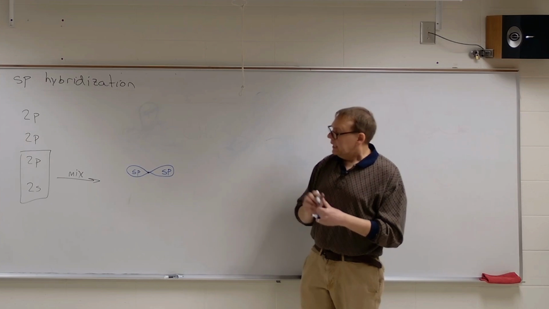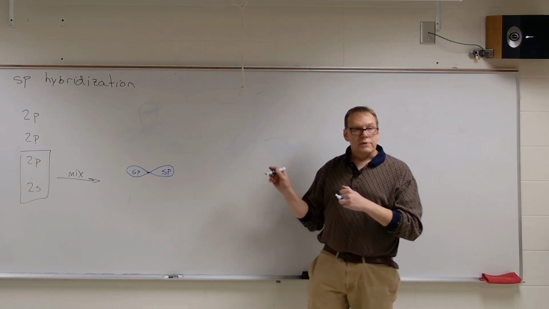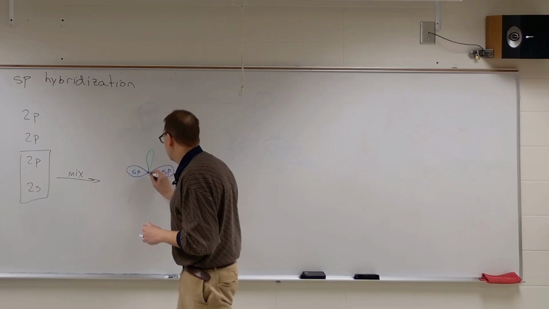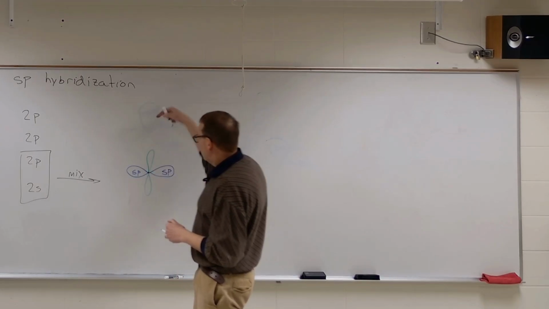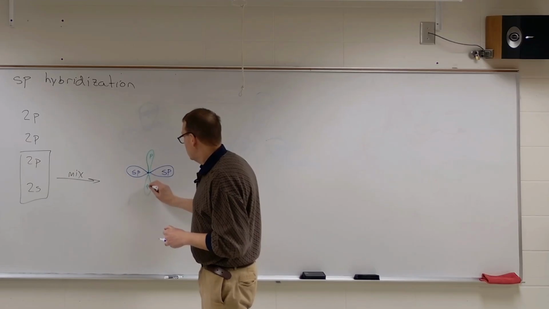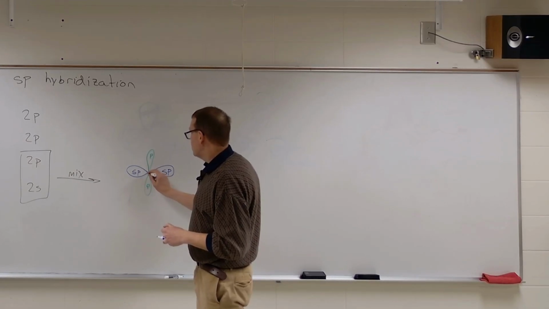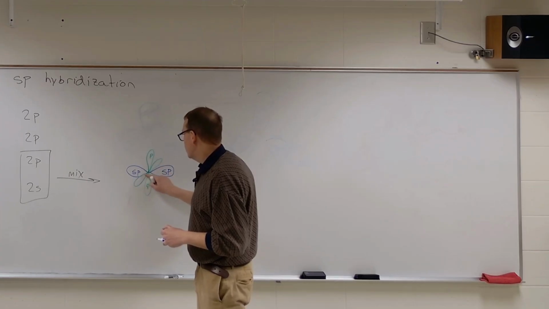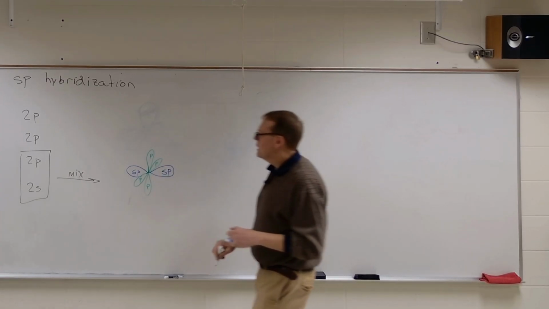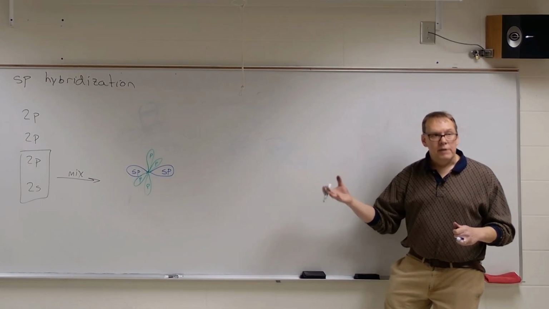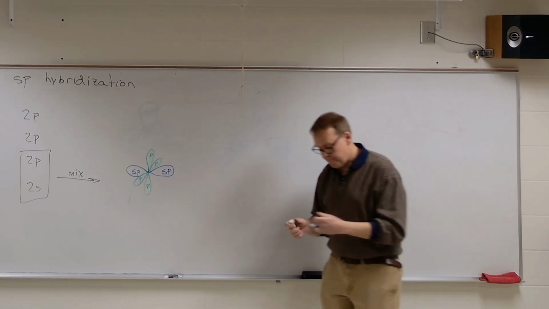But then there are these two p orbitals that are left over. And so one of the p orbitals I'm going to show as being up and down. And then the other p orbital juts out of the plane of the board towards you and into the plane of the board behind you. So these are the two unhybridized p orbitals that are present on an atom that has sp hybridization.